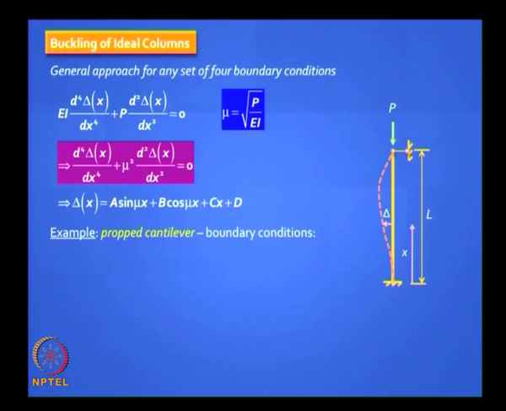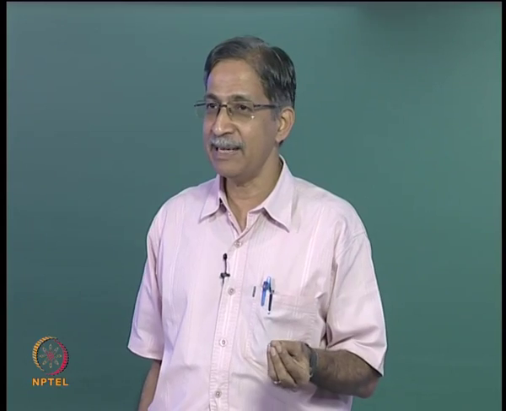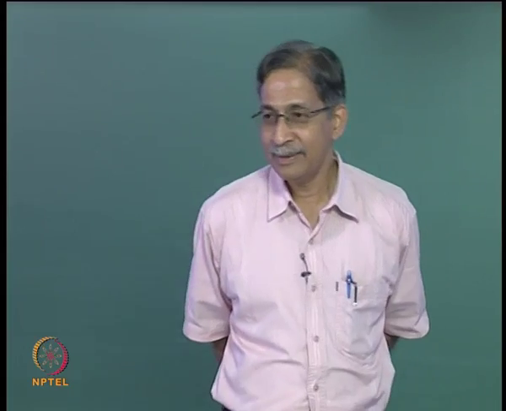At x equal to 0, delta is 0, delta dash, theta, is 0, at x equal to L, delta is 0, you still need a fourth equation. So these 3 equations are called kinematic boundary conditions. They come from the fact that you have fixity at the bottom end when x equals 0, and you have a restraint against translation at the top end. You need one more boundary condition. Can you tell me what? At x equal to L? No.